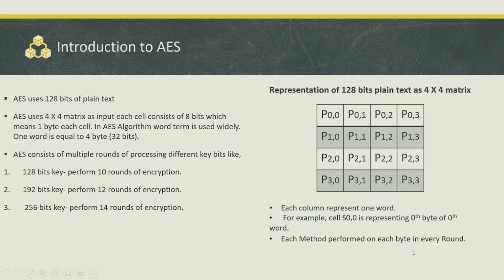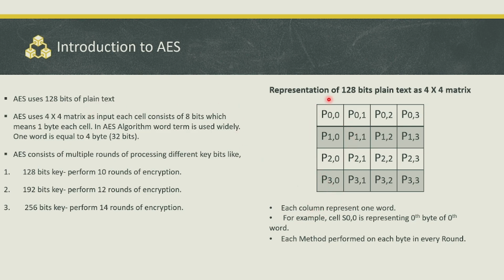So now we will see more about AES. AES uses 128 bits of plain text. Actually, AES uses a 4 cross 4 matrix as input, so we have to convert 128 bits of plain text into a 4 cross 4 matrix. And how will we do it? We can divide 128 bits by 16, so it will give 8. So each cell of this matrix will have 8 bits, meaning 1 byte. So that's how we can create a 4 cross 4 matrix of this plain text.